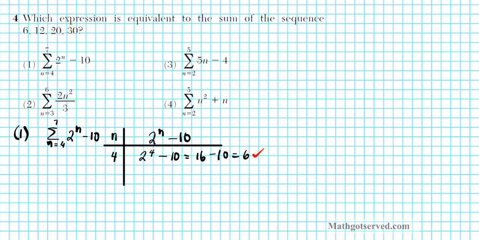What do we do next? Well, we're going from 4 to 7, so the next number after 4 is 5. So we plug in 5. When we plug in 5, what are we looking for? The question we're going to have in mind is, does my answer match the second number in this sequence, 12? So we have 2 to the 5th minus 10. 2 to the 5th power is 32. 32 minus 10 is what? 22. Do we have a match?